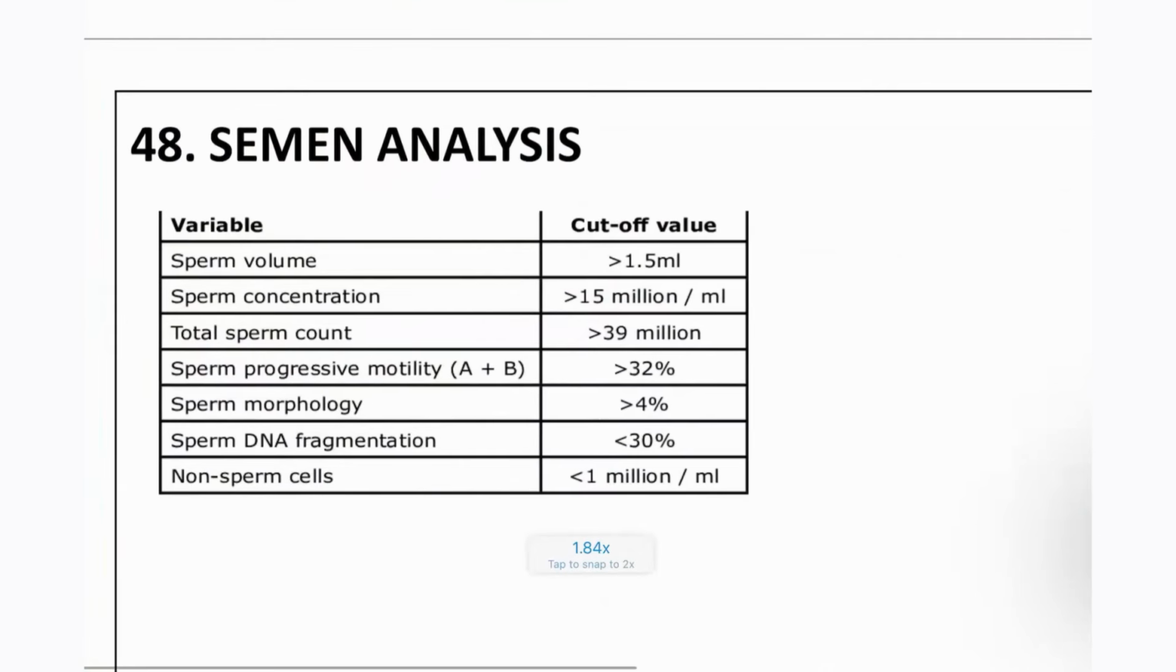Next, coming to the semen analysis. In the semen analysis, according to the WHO, these are the normal values, guys. Semen volume more than 1.5 ml is normal. Sperm concentration more than 15 million. Total sperm count more than 39 million. Sperm progressive motility more than 32%. Sperm morphology more than 4%. Sperm DNA fragmentation less than 30. Non-sperm cells less than 1 million.